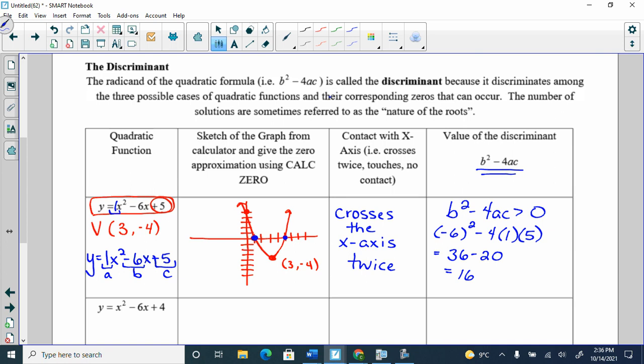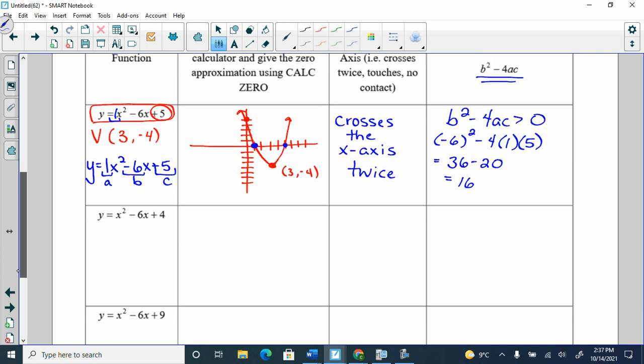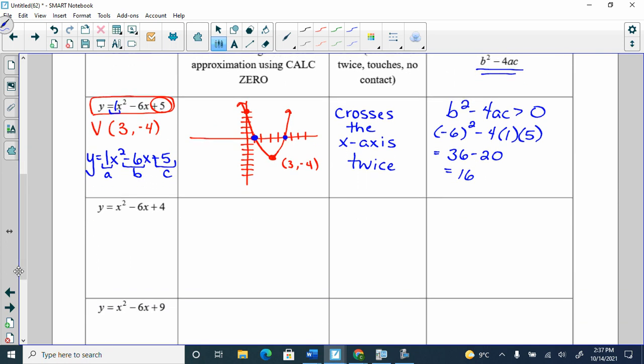So if my discriminant is greater than 0, what happens? I get 2 x-intercepts. How am I going to get 2 x-intercepts? Because I'm going to take the square root of 16. Square root of 16 is 4. I'm going to add 4. I'm going to subtract 4. I'm going to get 2 different answers. When your discriminant is greater than 0, you get 2 different answers because you're going to add it and you're going to subtract it. You guys are going to sketch the second one. Sketch it. Tell me how many times it crosses and get the discriminant.